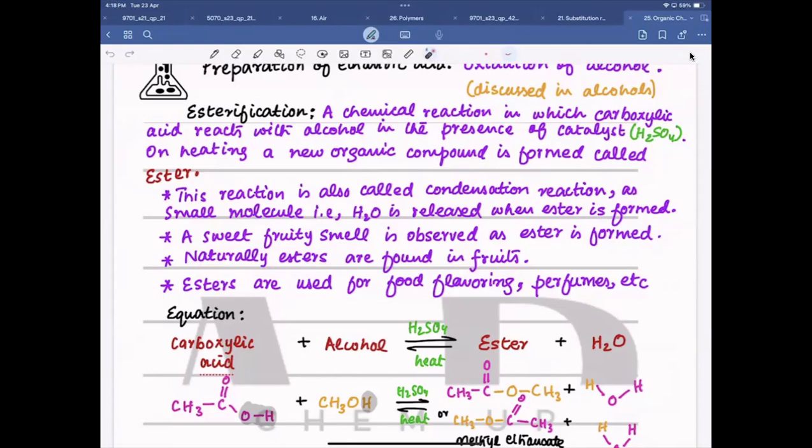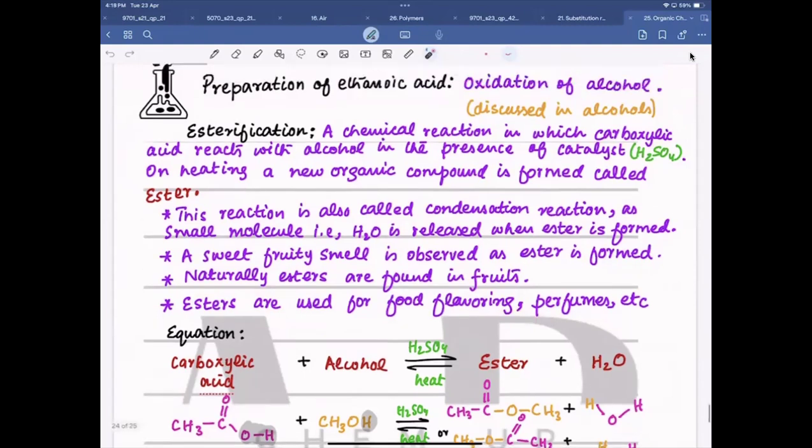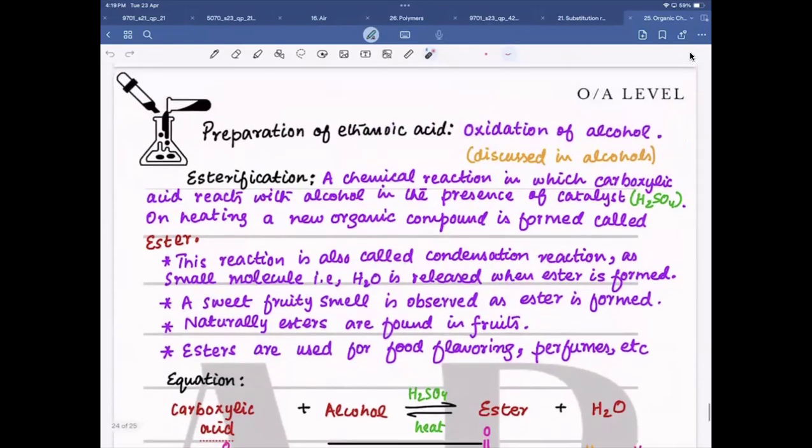Okay, esters are used for food flavoring and perfumes. These are the two common uses of the esters. Besides this, they can also be used as a solvent. Is this understandable to all of you till here? Yes, sir. Okay.